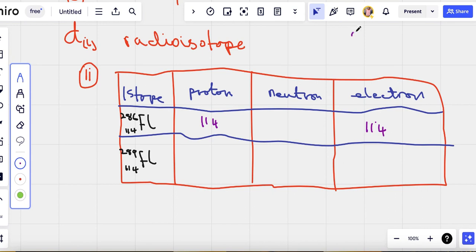Neutrons is 286 minus 114, the mass number minus the number of protons. 286 minus 114: 6 minus 4 you get 2, 8 minus 1 you get 7, and then 2 minus 1 you get 1. So you get 172. The number of neutrons is 172.